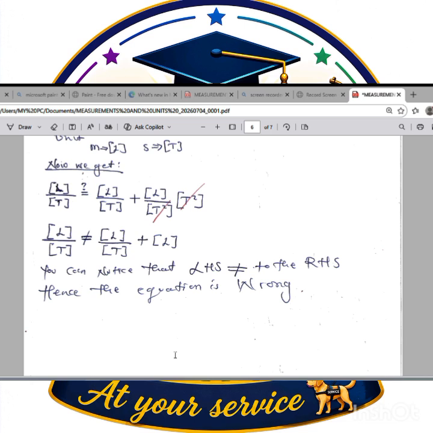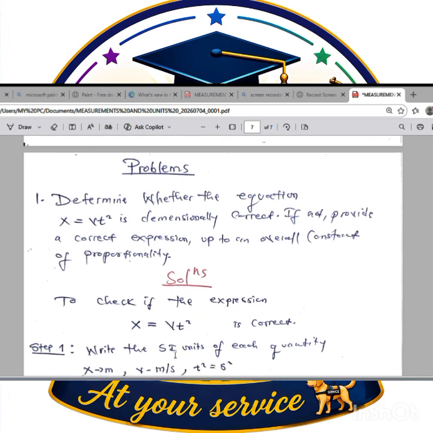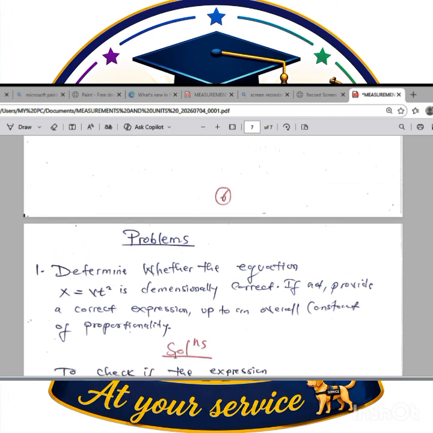So let's now look at one example. Here it is. The question is saying determine whether the equation, and we said that we can use dimensional analysis to check if the equation is correct. Determine whether the equation distance is equal to velocity multiplied by t squared is dimensionally correct. If not, provide a correct expression up to an overall constant of proportionality. You can pause the video and try to answer, then you confirm.